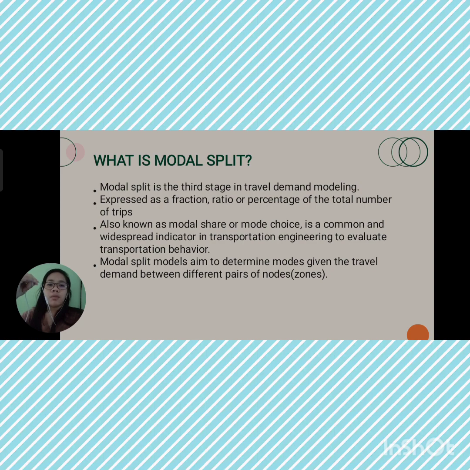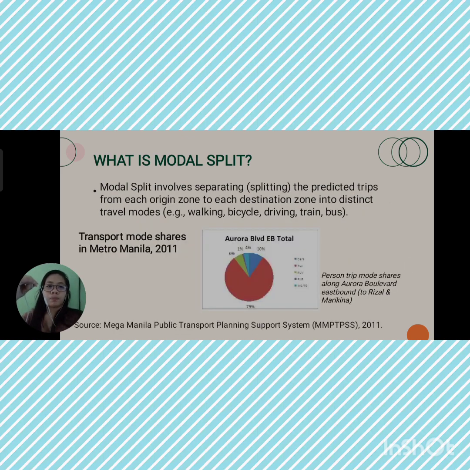Model split models aim to determine modes given the travel demand between different pairs of nodes or zones. Model split involves separating or splitting the predicted trips from each origin zone to each destination zone into distinct travel modes. For example, through walking, bicycle, driving, train, or bus.